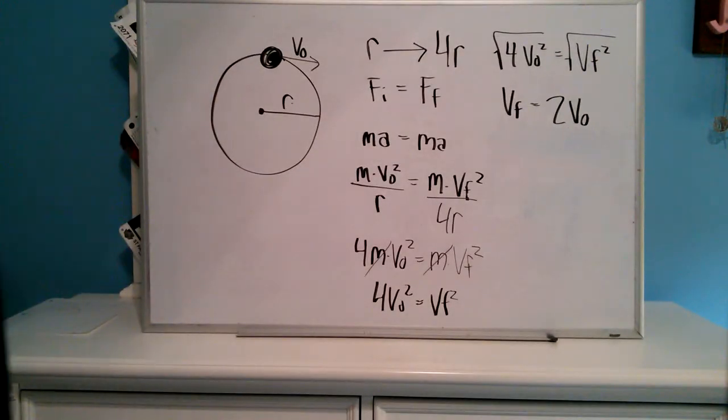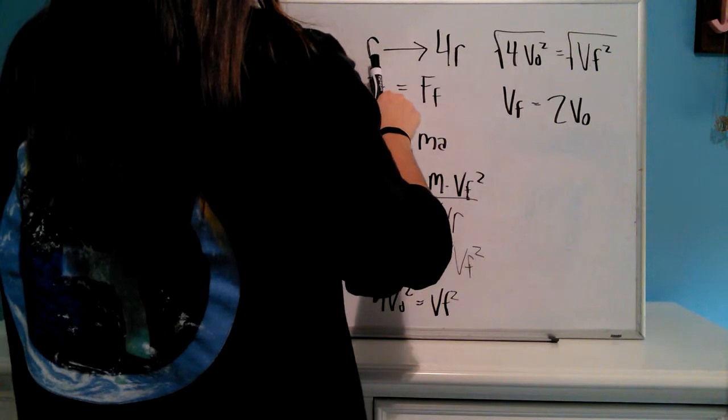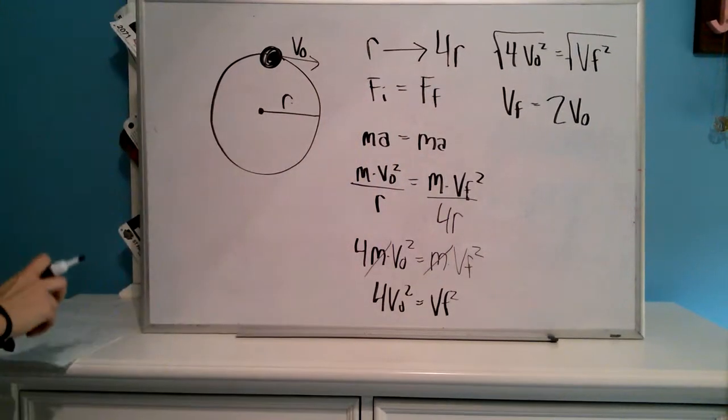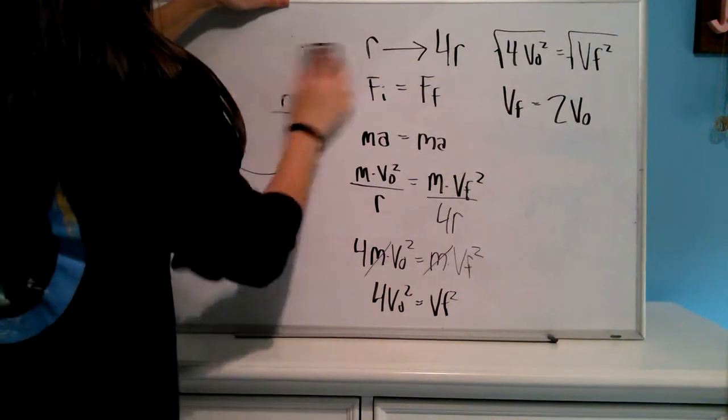So there we have it. Your final is going to be twice your initial when we change the radius from just r to 4r. Okay, and one final example here.